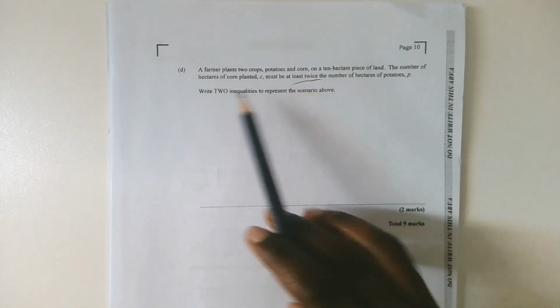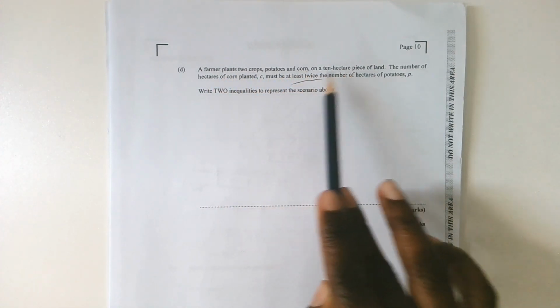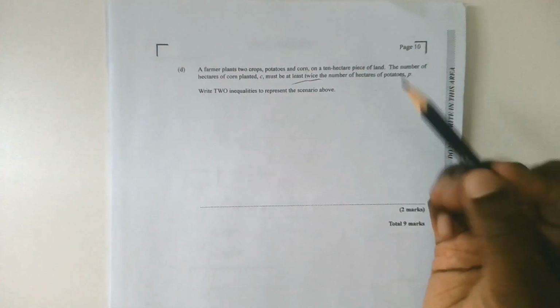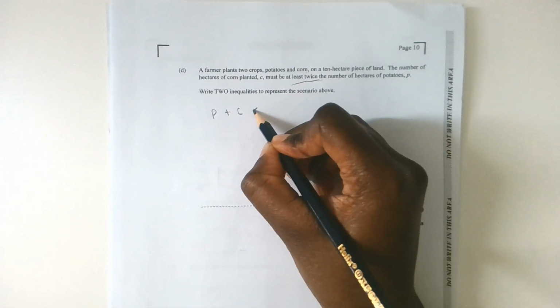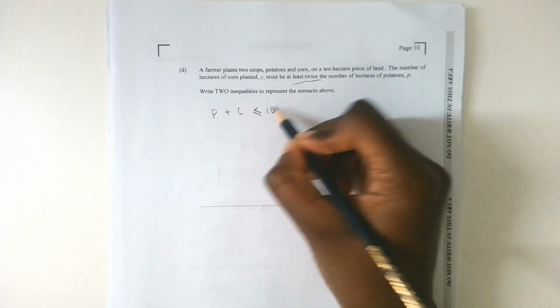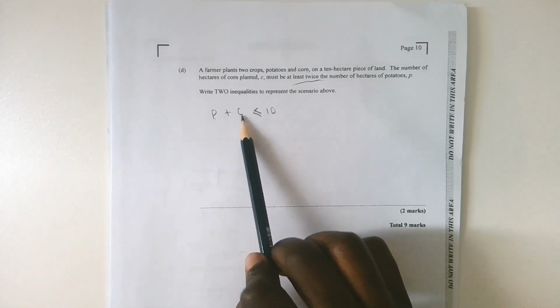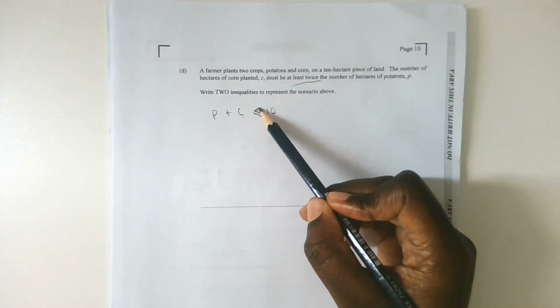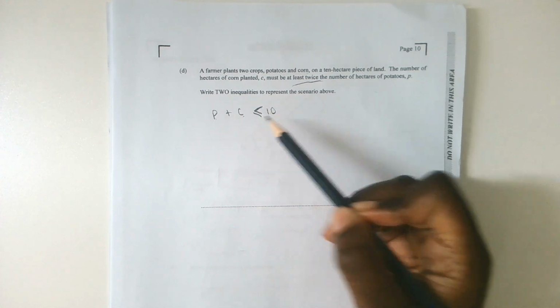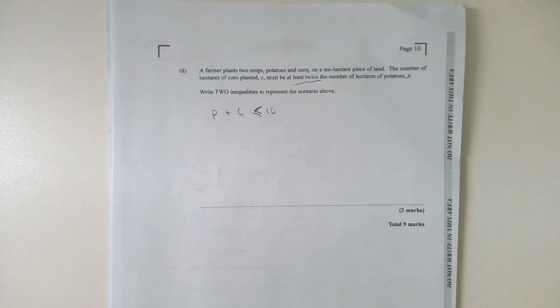So our first scenario, let's read. A farmer plants 2 crops, potatoes and corn, on a 10-hectare piece of land. So therefore, our potato plus our corn has to be less than or equal to the 10-hectare piece of land. So when the farmer plants the potatoes and the corn, it has to be within that 10-hectare piece of land. So it has to be less than or equal to the plot of land the farmer has. That's the first piece of information that we get, and that's going to be our first inequality.